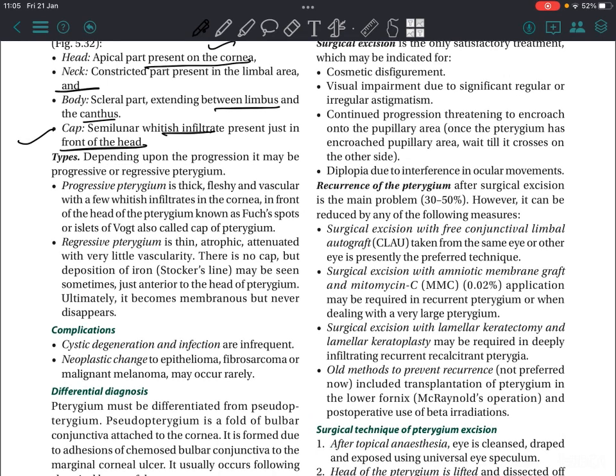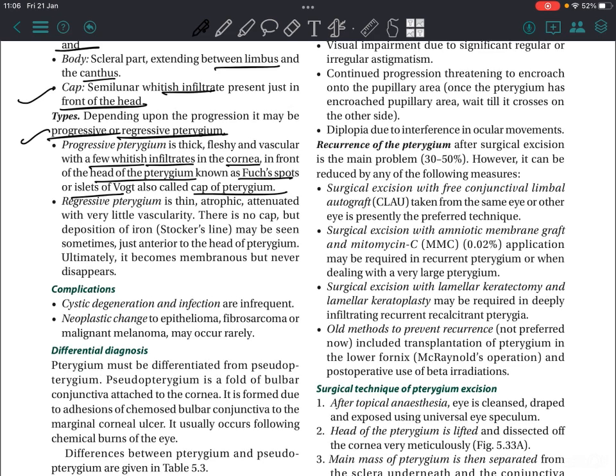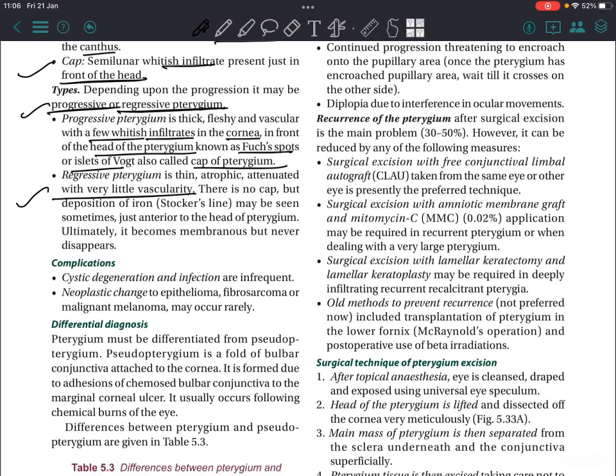Types. Depending upon the progression, it may be a progressive or regressive pterygium. Progressive is thick, fleshy, vascular, with a few whitish infiltrates in the cornea in front of the head of the pterygium, known as Fuchs' spots or islets of Vogt, also called the cap of pterygium. Regressive pterygium is thin, atrophic, attenuated, with very little vascularity. There is no cap, but deposition of iron may sometimes be seen just anterior to the head of the pterygium. It is known as Stocker's line. Ultimately, it becomes membranous but never disappears.